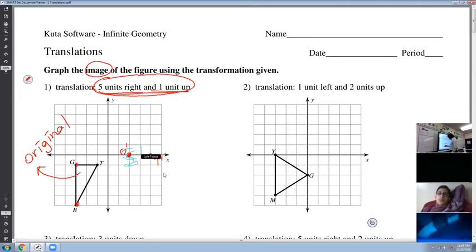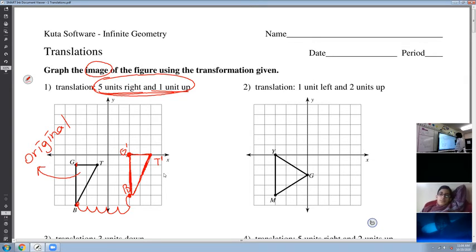And 5 things right, 1, 2, 3, 4, 5, and 1 up. 1 up. It is right here. Okay. Then you will carry this thing up.